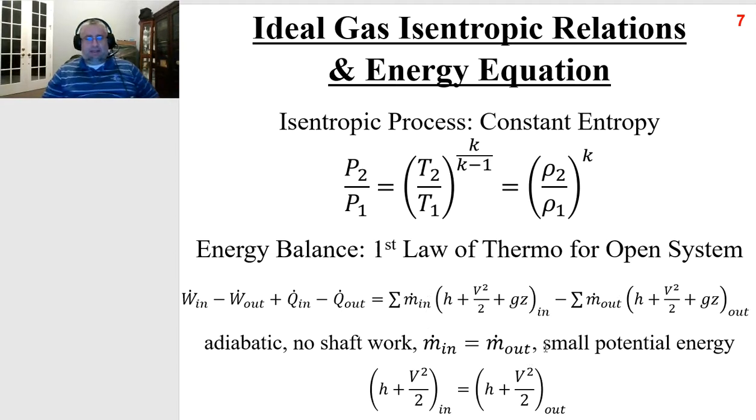And then finally, any potential energy change as a result of elevation in the flow field is going to be very small compared to the enthalpy and the kinetic energy. And so this gz term on the inlet and gz term on the outlet are ignored because they're small compared to V squared over 2 and compared to h. So under those assumptions, my first law of thermodynamics for this open system breaks down into just h plus V squared over 2 in is equal to h plus V squared over 2 out.